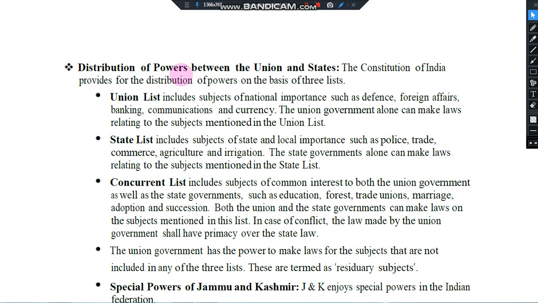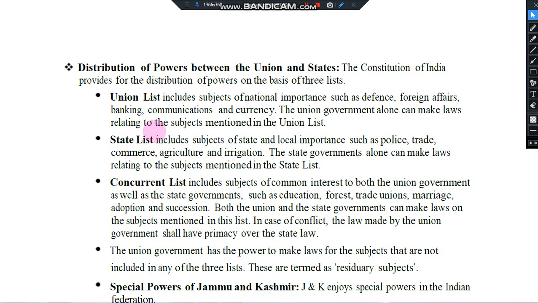Now, distribution of powers between union and states. The Constitution of India provides for the distribution of powers on the basis of three lists. So we have three lists. Union list, it has 97 subjects. Then we have state list, it has 66 subjects. And then we have concurrent list, it has 47 subjects.